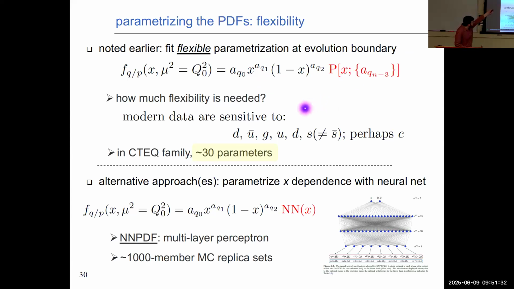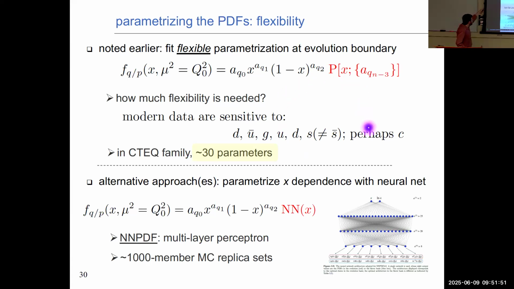For instance, inside the CTEQ family, that typically does take such a polynomial parameterization, then overall you end up with something like maybe 30 parameters to tell you the full flavor dependence of the PDFs. That's just one approach, and that's just one essentially parameterization choice. You can make various other parameterization choices.